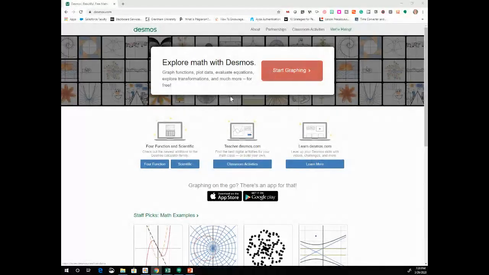I'm going to start sharing my screen again. And actually, I'm going to bring up Desmos to show you guys, because Desmos is really nice for doing more than just graphing. So you can graph, but it also has a scientific calculator here.